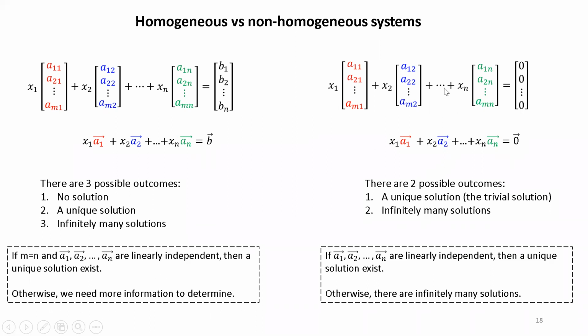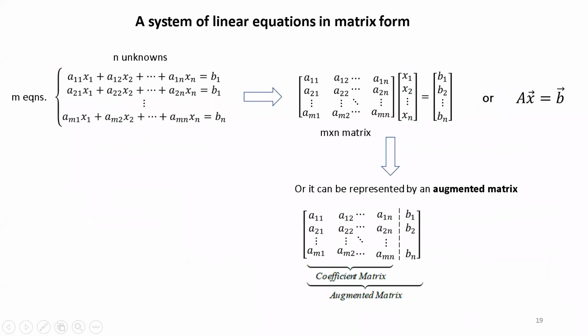So then for the homogeneous case, there are 2 possible outcomes. Okay, again, one solution, also known as the 0 solution or the trivial solution. Or the other possibility is infinitely many solutions. So again, if these n vectors are linearly independent, then a unique solution will exist. And that unique solution, of course, is the 0 solution. Otherwise, there will be infinitely many solutions.